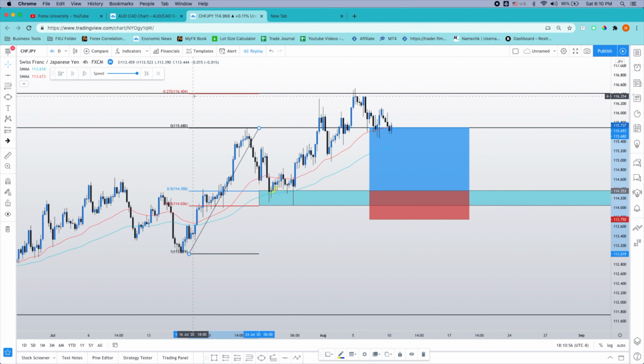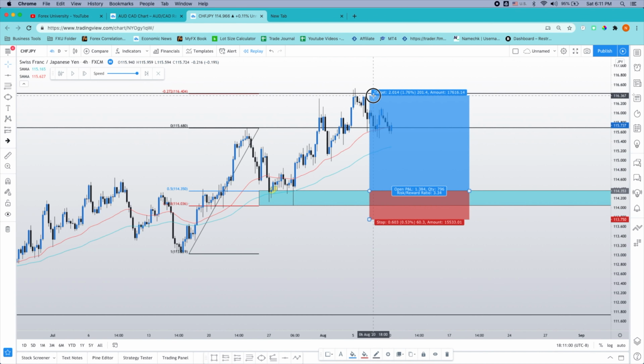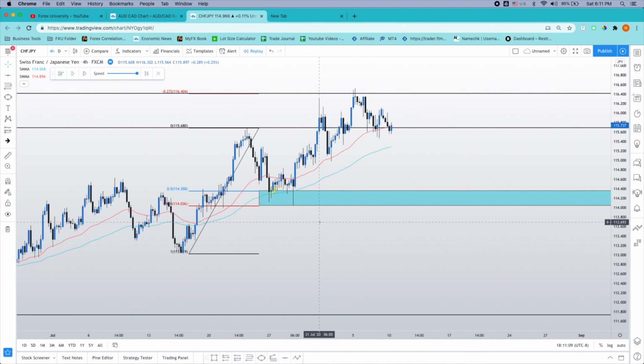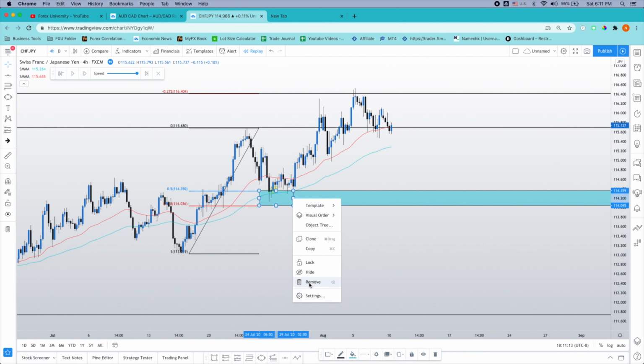So it actually does. If I would have been a little bit more aggressive with this trade, this would have been a 1 to 3.42 risk to reward ratio. Not too bad.